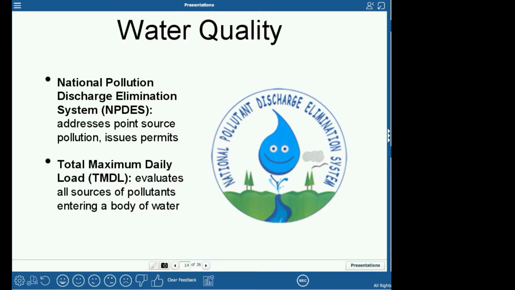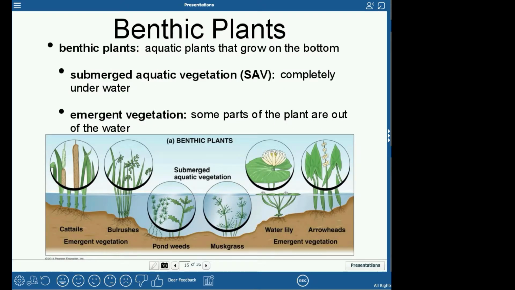This is just some more acronyms: National Pollution Discharge Elimination System. This one is going to give us point source pollution. It's going to worry about point source pollution and give folks permits. Then we have something called a maximum daily load, which basically looks at all sorts of pollutants entering a body of water and gives us a maximum that is allowed.